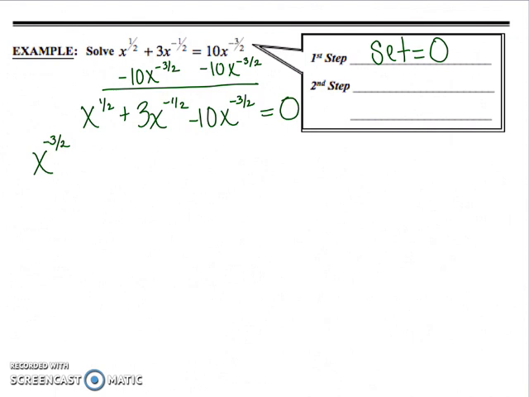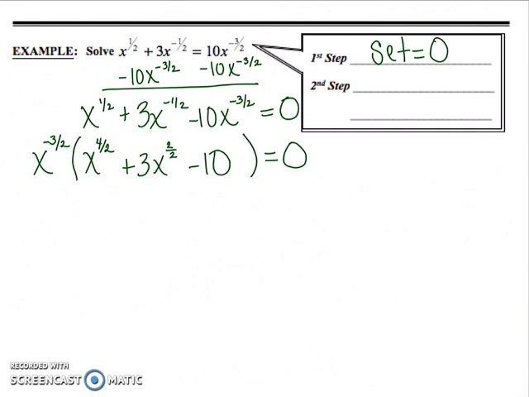But if we take out an x to the negative 3 halves, keep in mind, when you multiply powers with the same base, you are adding exponents. So we just have to think backwards. Negative 3/2 plus what makes positive 1/2? Well, negative 3/2 plus 4/2 would make 1/2. So then this has to become x to the 4/2. Negative 3/2 plus what makes negative 1/2? Well, that would have to be 2/2. And then finally, if we factored out the x to the negative 3/2, this just becomes negative 10.